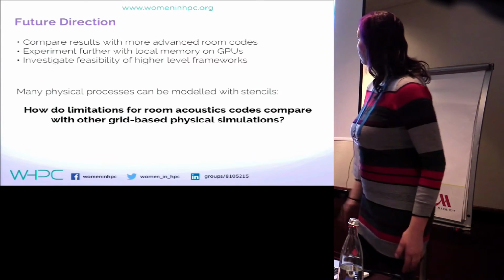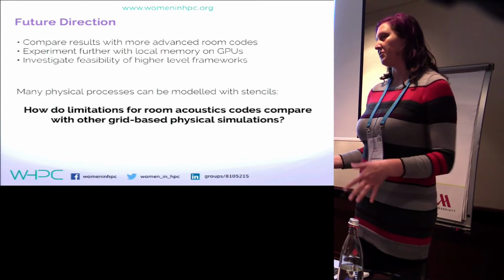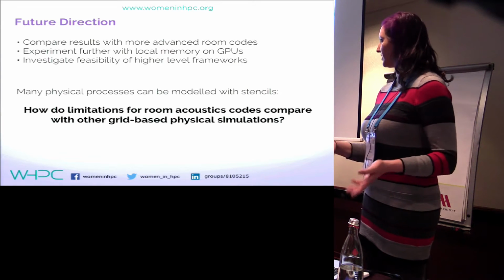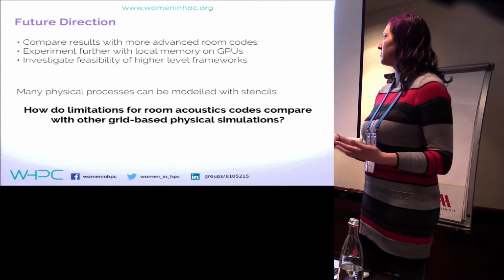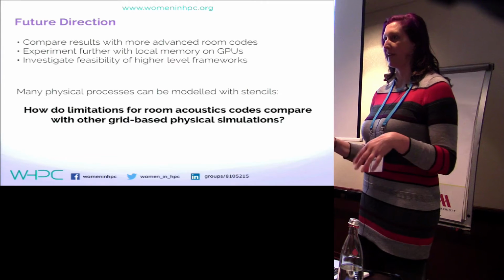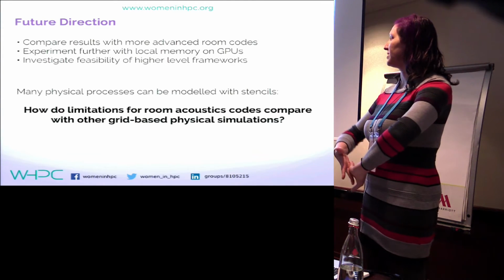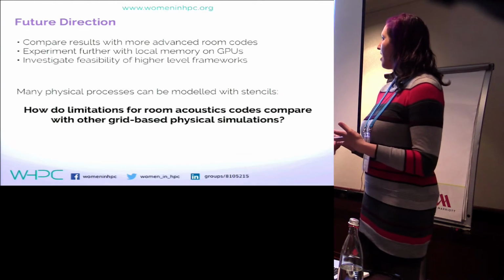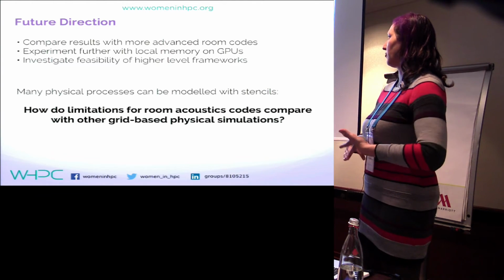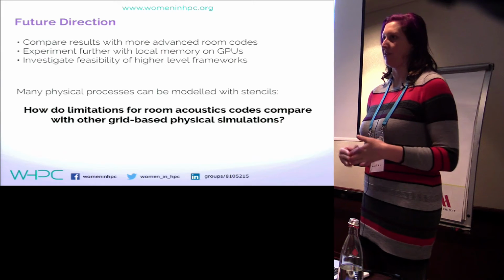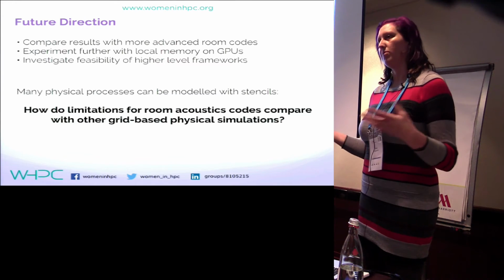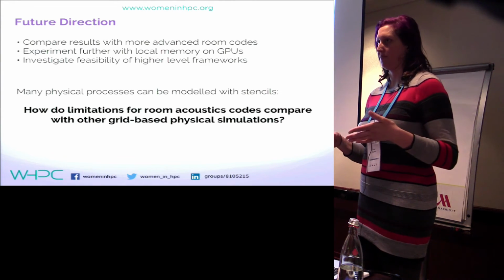I'm now looking at more advanced room codes and comparing these to the simple ones, adding things like viscosity in the room, boundary conditions, and more complicated stencils. I'm experimenting a bit more with local memory on the GPUs to try and get better bandwidth, as well as looking into some higher-level frameworks that currently exist but haven't really been tested on larger codes, strictly on simple benchmarks.